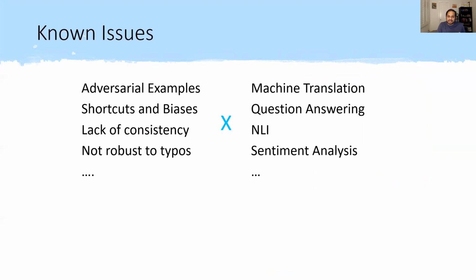And people have studied each of these issues for each sort of task that's common, right? So adversarial examples for sentiment analysis, robustness for typos for machine translation, shortcuts and biases for question answering. Like all of these sort of different combinations have been tried, and that's great. This is very useful to the community.